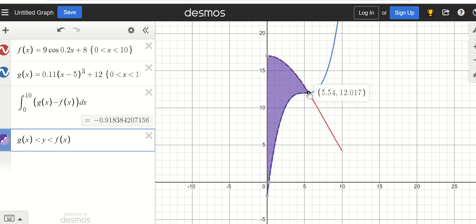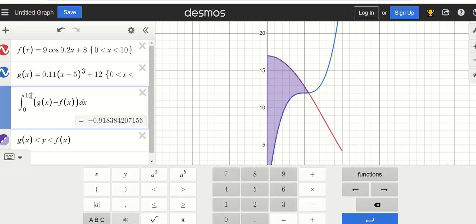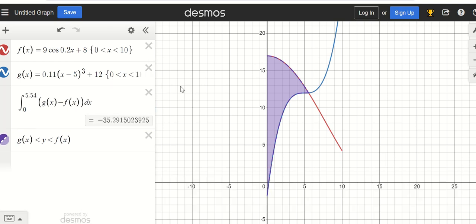So if I just click on the intersection between the two curves, it shows me that I only really want to integrate from 0 to 5.54. So I should change that 10 to 5.54. Okay, so I still have a problem that I'm getting a negative area here.